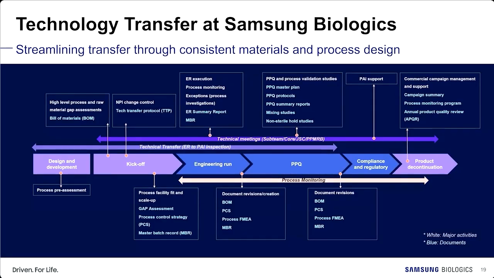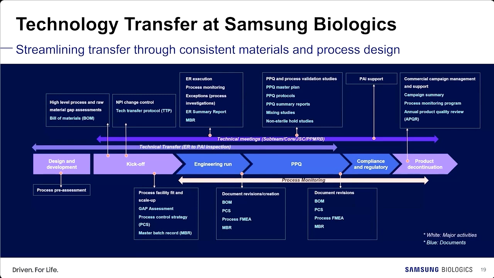Samsung Biologics provides streamlined transfer through consistent materials and process design. Samsung Biologics has a technology transfer guide document, which is aligned with regulatory requirements and our industrial standard in order to maintain the quality of technology transfer deliverables. We also have an individual's career development plan to train individuals toward the same purpose.